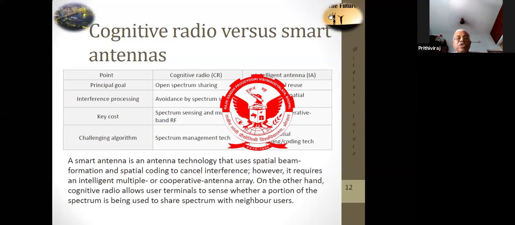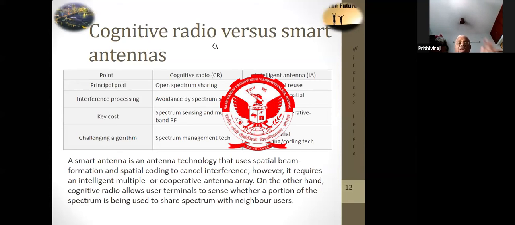The interference processing point of view on cognitive radio, what is it that you desire? Avoidance by spectrum sensing. We don't want to operate on the same spectrum and cause interference, whereas on the smart antenna feature, cancellation by spatial pre and post coding, we use that. Key cost, spectrum sensing and multiband RF, whereas here you need multiple cooperative antenna arrays. Challenging algorithms which we made use of here, the spectrum management technology, and in the smart antennas, we use intelligent spatial beamforming and coding techniques.